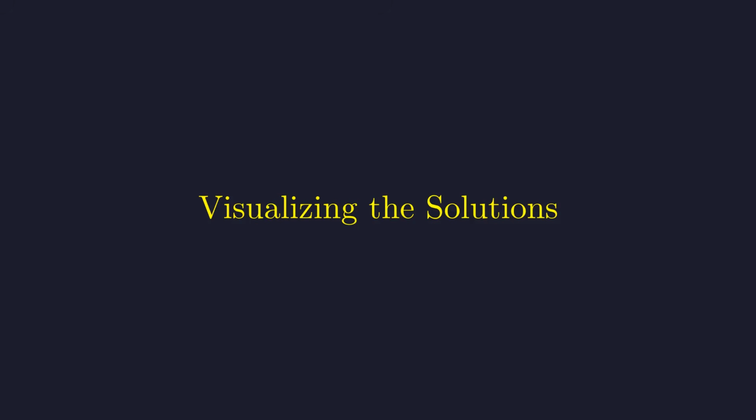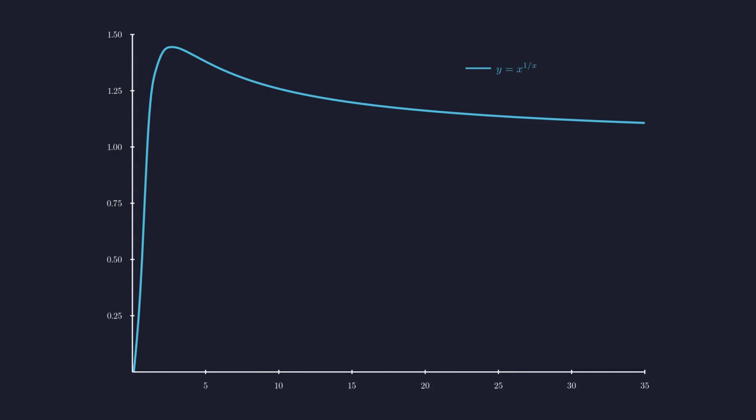Before we solve, let's understand the function y equals x to the 1 over x. How many solutions can we expect? Let's create a coordinate system to visualize the behavior of our function. We'll use an x-axis from 0 to 35 and a y-axis from 0 to 1.5 to capture the full picture. First, let's plot the function x to the power of 1 over x. This function has a unique bell-shaped curve with some fascinating properties.